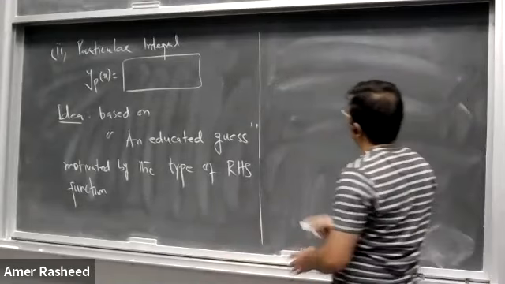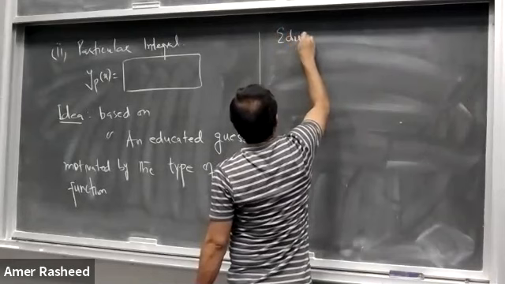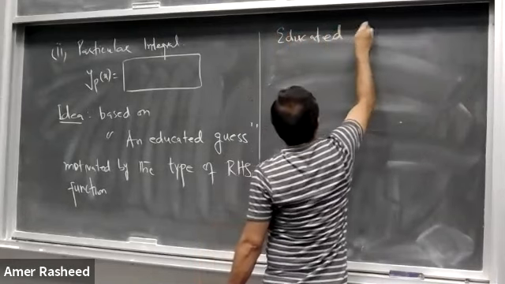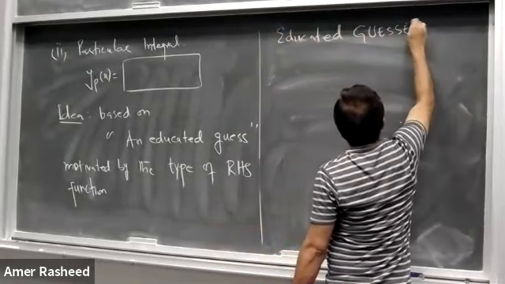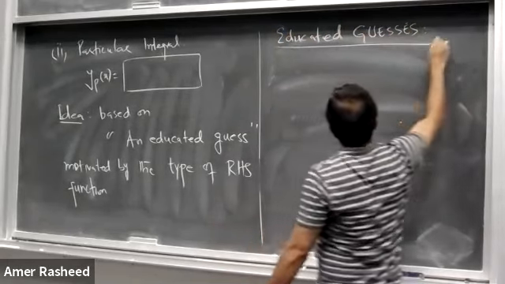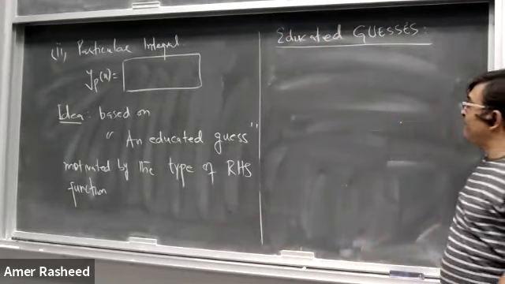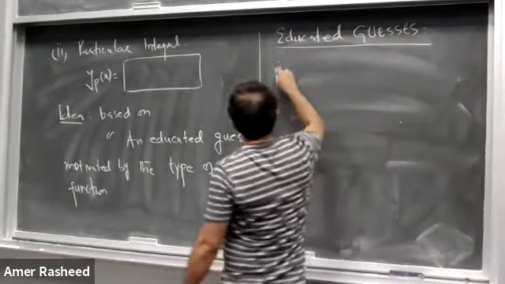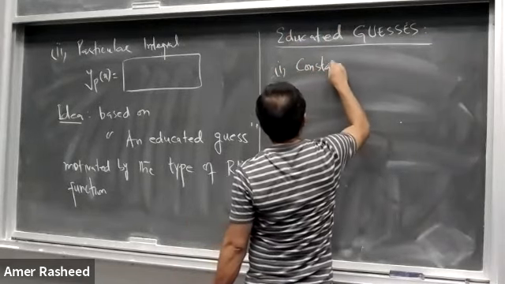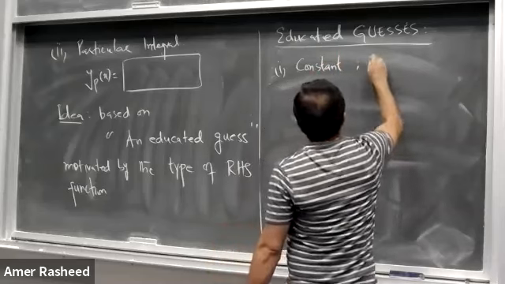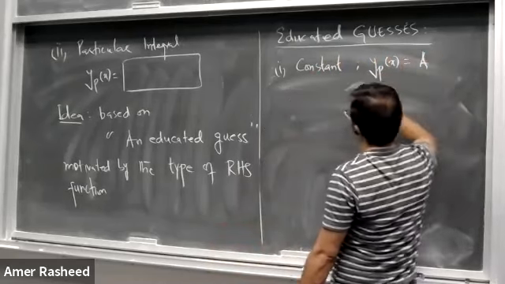Now, we have educated guesses in different situations. Number one, if the right-hand side is constant, then we assume the particular solution as a constant. I have already told you.